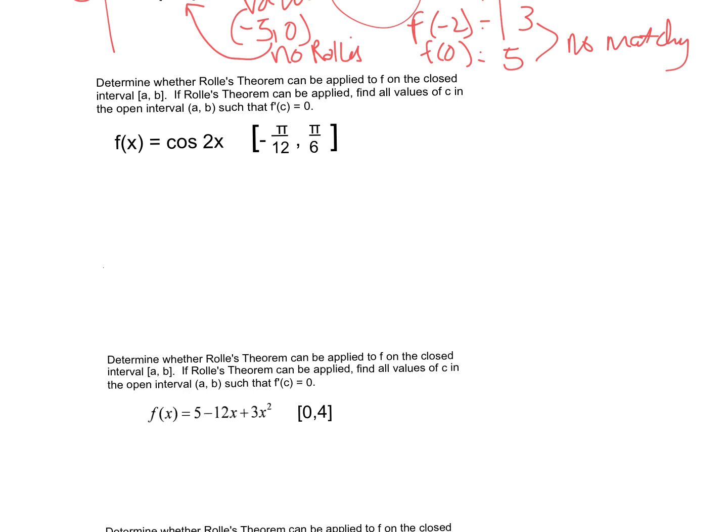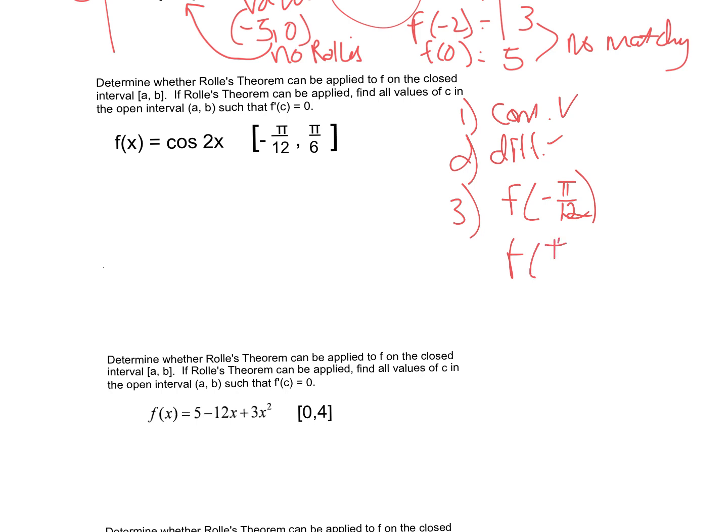All right, so think of your three conditions for this question. I'll have you do the last one on your own, but for this one we want to make sure that it is continuous, which cosine is. Can we find the derivative of cosine? Yes, it's differentiable. So continuous, differentiable. The last thing we want to do is find our endpoints and see if they match. So I have to do f of -π/12, and then f of π/6, and see if my y values match.